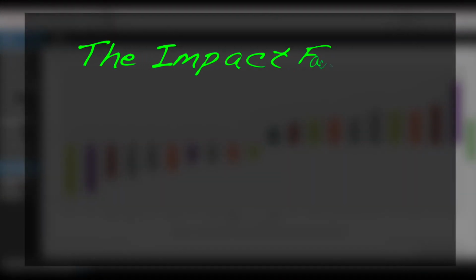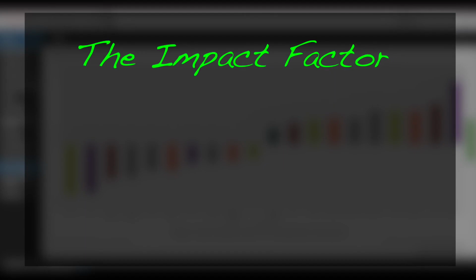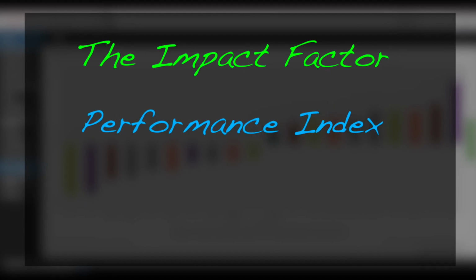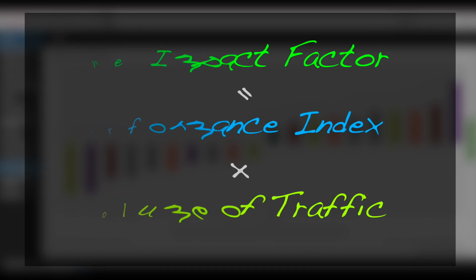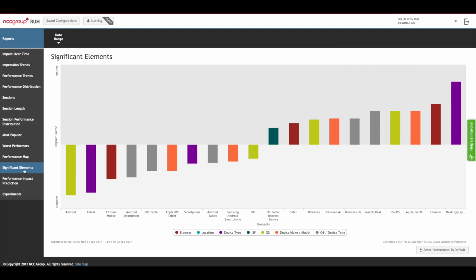There are two different measurements that go into calculating the impact factor for a given element. The first number is the performance index, and this looks at the 50th percentile speed and also takes into consideration the size and shape of the distribution. We then augment that with volume, as in how many users from, say, a tablet hit your site during that period of time. This helps to remove noise and focus purely on the individual elements that are having the largest negative or positive impact on your overall site's performance.